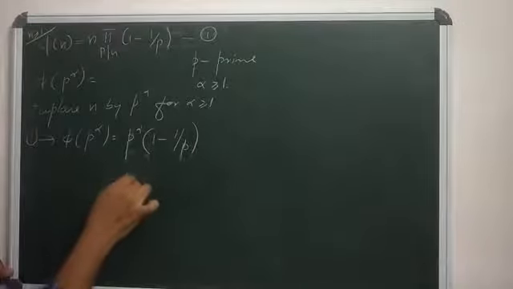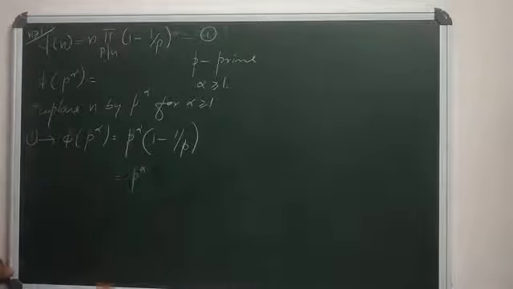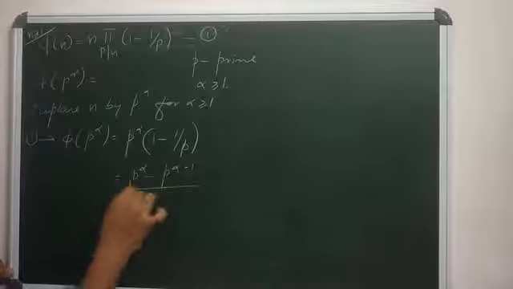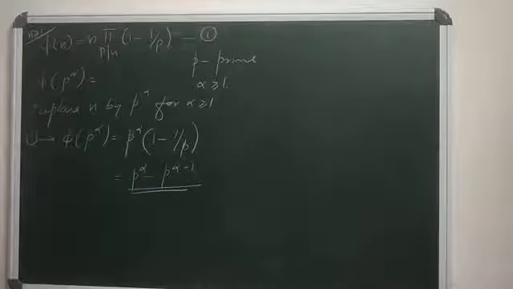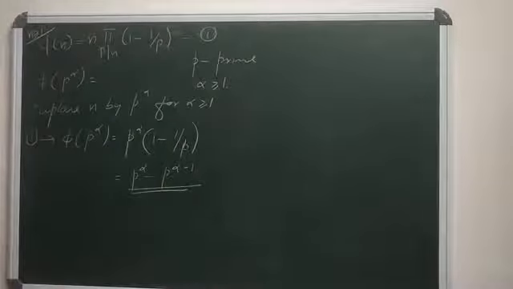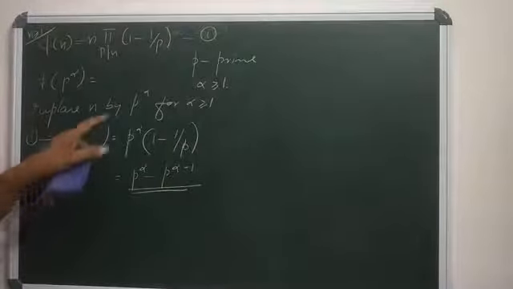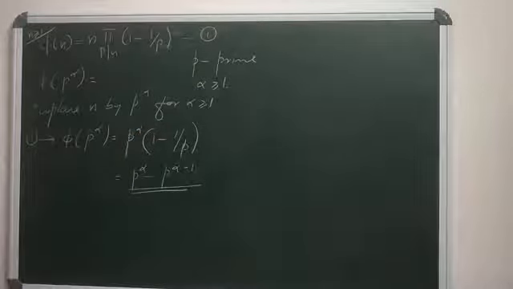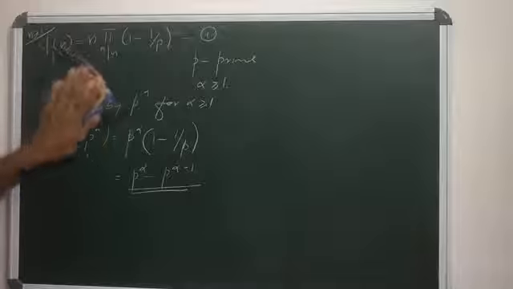That equals, you can multiply it: p power alpha minus p power alpha into 1 by p, which is p power alpha minus p power alpha minus 1. So the result is immediate. For any prime p and for any alpha greater than or equal to 1, phi of p power alpha equals p power alpha into 1 minus 1 by p. Agreed. So this is another result.